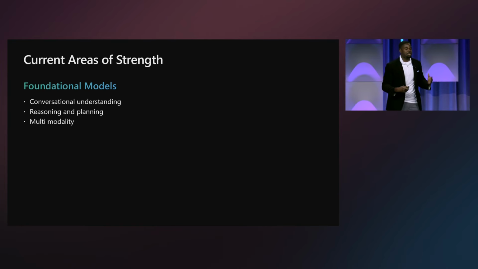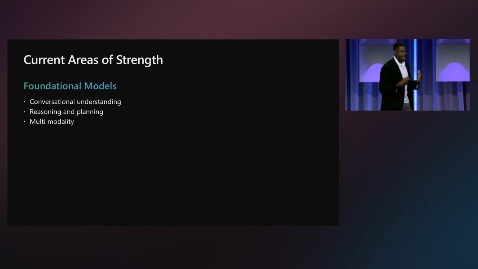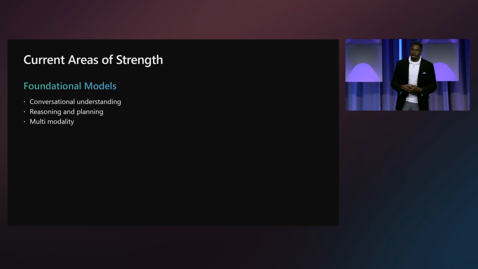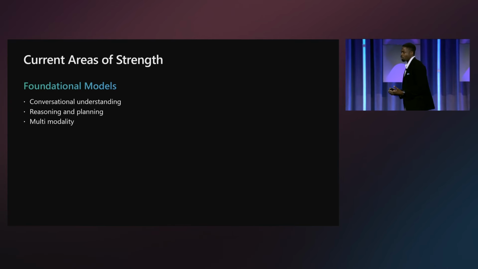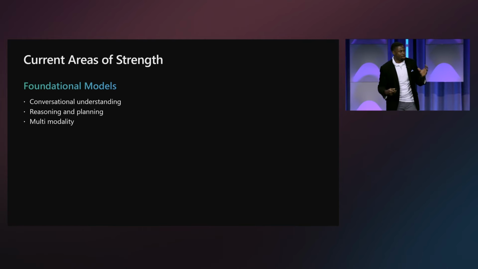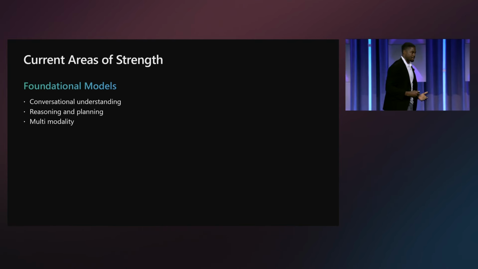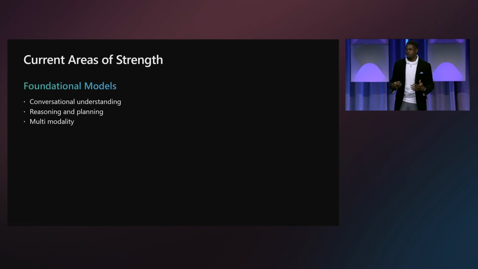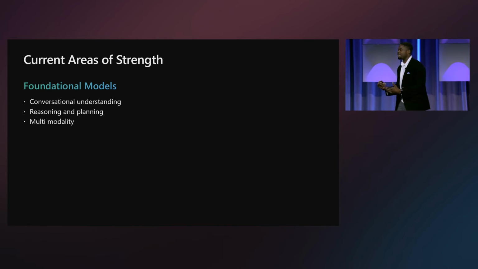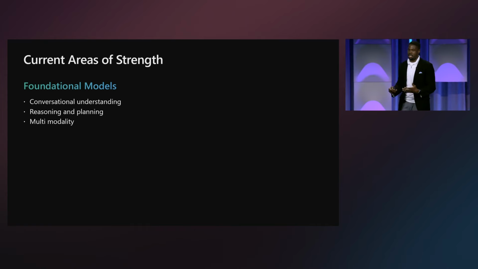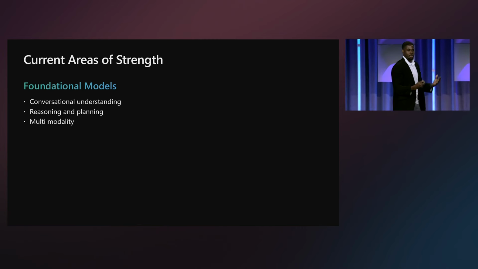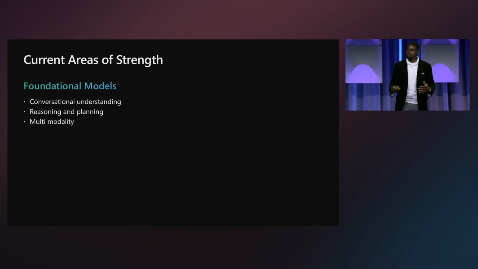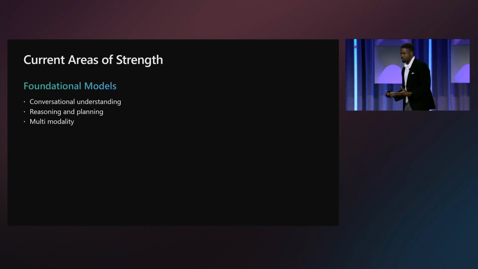So you know that foundational models are extremely powerful. They're good for things like conversational understanding. They're good for things like reasoning and planning and multimodality. So you truly want to use an agent when you want some form of flexibility and agility in your business process, right? You want an agent when perhaps it's conversing with people. You want it to reason and understand the conversation.